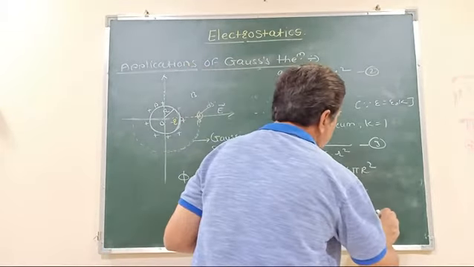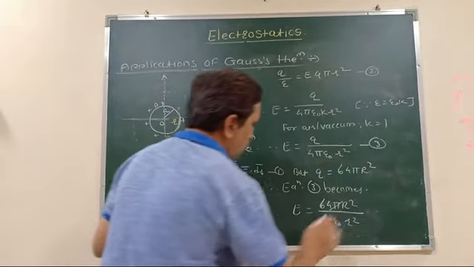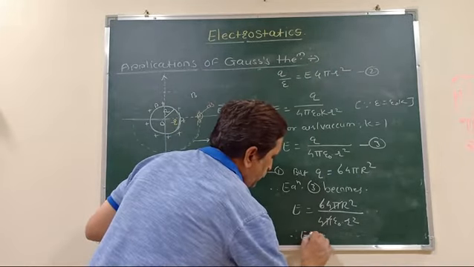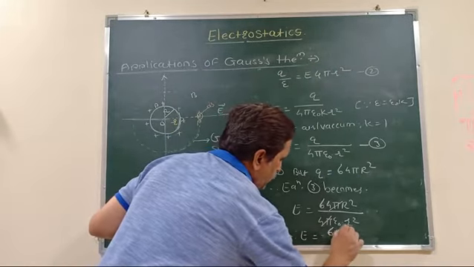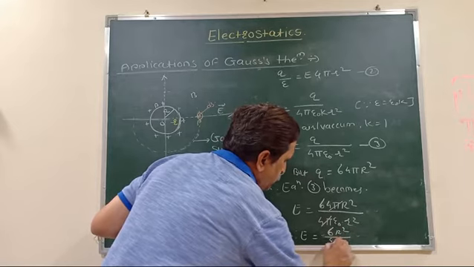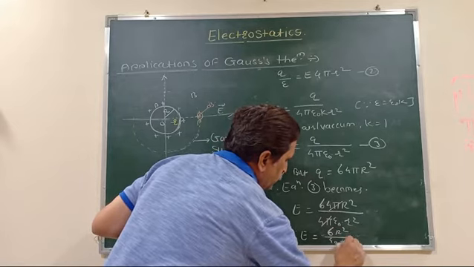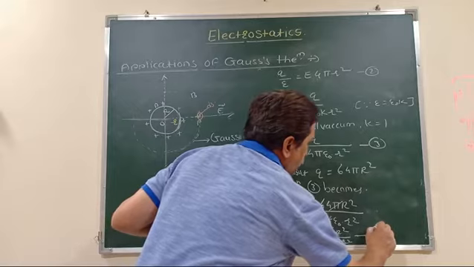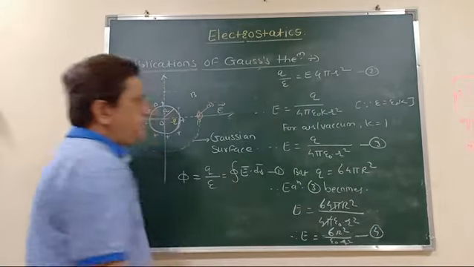That means give it equation number. Okay. Therefore, we can write E is equal to sigma into R square divided by epsilon 0 into small r square. Give it equation number 4.